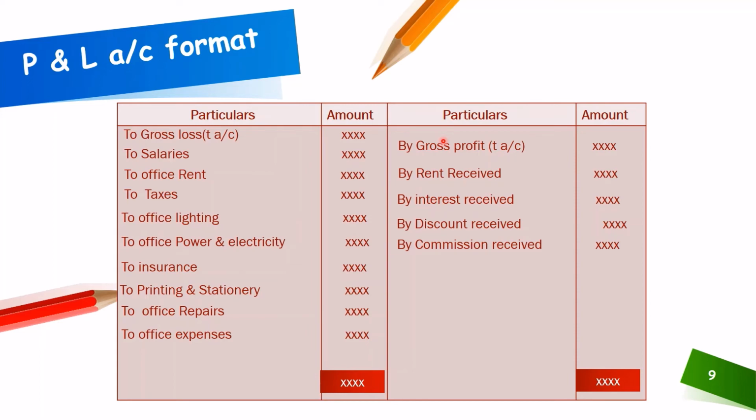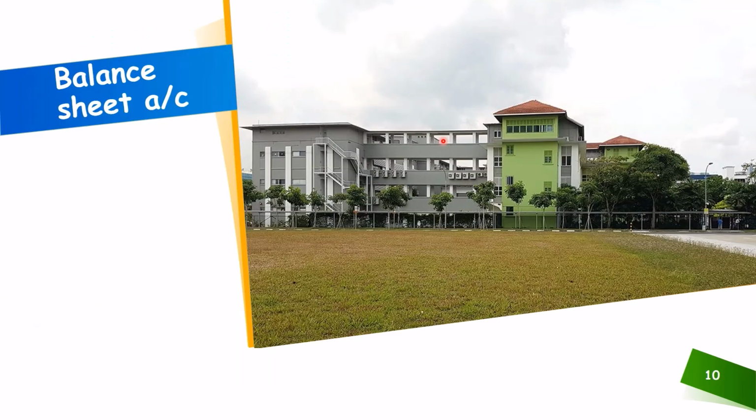If you have more expenses and less income, it is a loss. If you have more income and fewer expenses, it is a net profit. A loss means a net loss. So next we'll go with the balance sheet. The balance sheet is a mixture of two items: asset items and liability items.